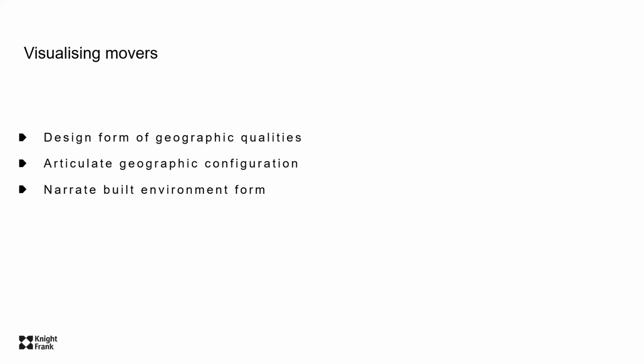And so, just to finish, just to recap what I've been trying to communicate and explore here: how can we modify and understand different design forms of geographies to visually articulate particular geographic configurations? And then finally, how can we draw those visual configurations into an understanding of the form of our built environment?